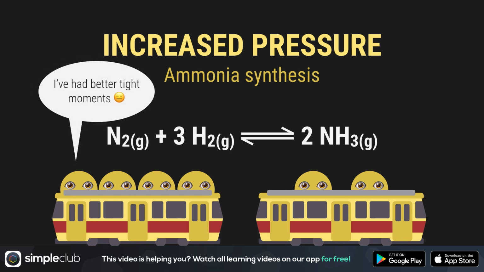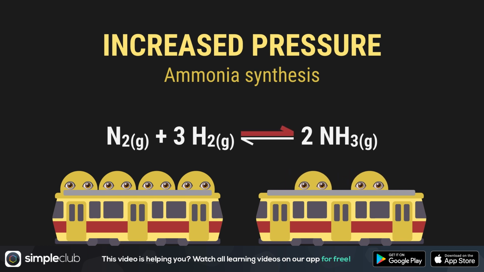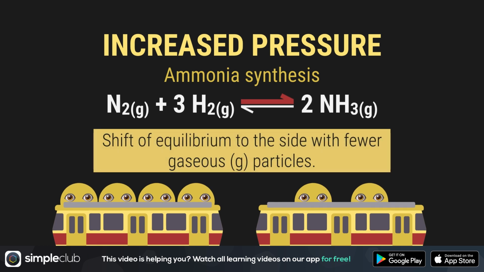This causes stress, especially on the left side. On the right side, there's a lot less stress. It's not so tight in the compartment. The equilibrium avoids the greatest disturbances or stress. In the example, it shifts to the right. This produces more ammonia, making the manufacturer happy. With an increase in pressure, equilibrium shifts to wherever each particle has more space for itself. So in reactions between gases, where there are fewer particles.